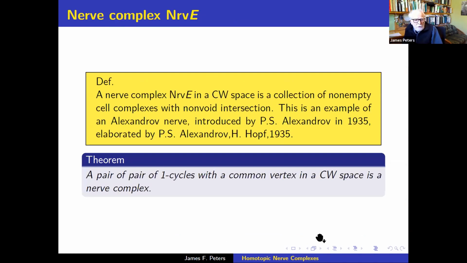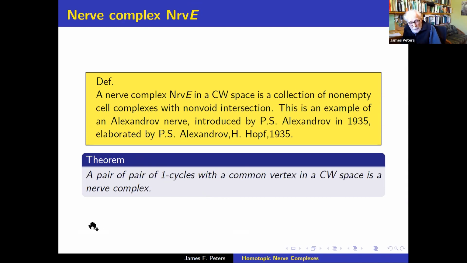So here's a definition of a nerve complex introduced by Alexandrov in 1935 in his beautiful little book you can download from the internet, and elaborated by Alexandrov and Hopf in their topology book. Namely, a nerve complex is a collection of non-empty cell complexes with non-void intersection. So we get the theorem, which is easy to prove.